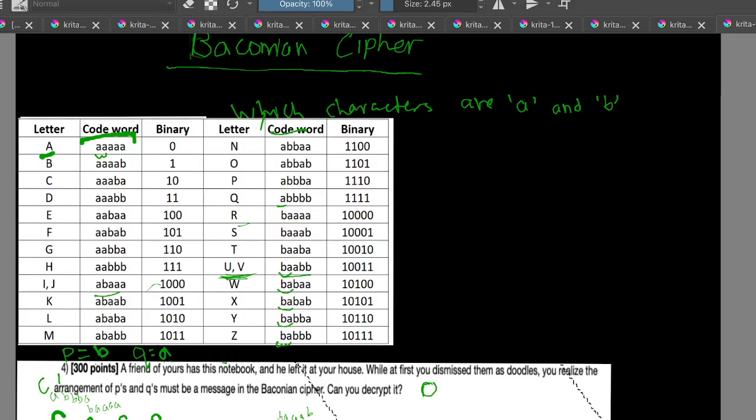Well, no, this is not. This is an O, and then this is a V or a U. This is an R. This is a B, A, B, A, A, so it's a W. This is a B, A, A, A, it's an I or a J, and then this is a B, A, A, B, A, which is a T. So based on this, we can just go through the sentence and figure out which ones are U and V and then I and J.